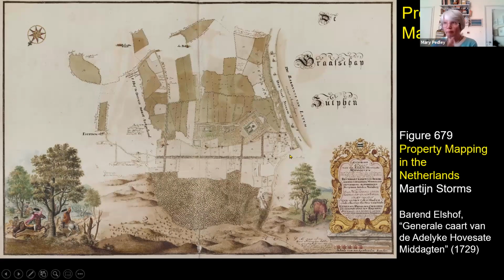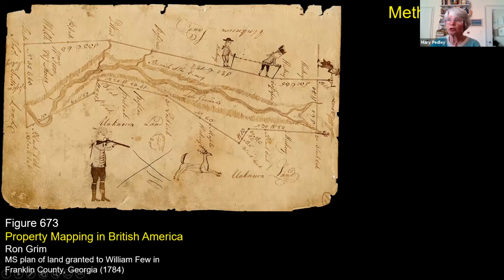So we move from property maps that show off your ownership to property maps that really become legal documents. This map, made in British America and Georgia, is serving two functions. One is showing the plot of land and the measurements of land that has been granted to a man called William Few. And so these bearings and distances that go from tree to tree, if you turn your head sideways, you can see that it says black oak here, black oak, poplar.